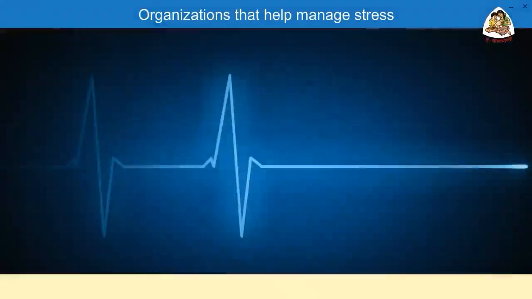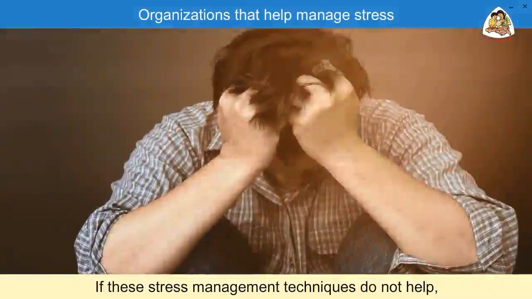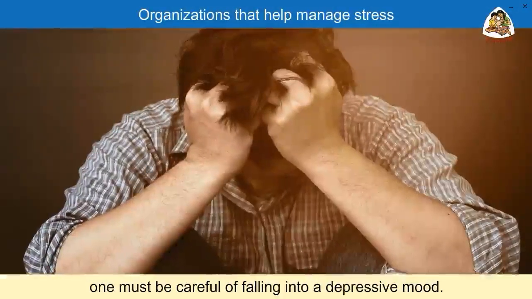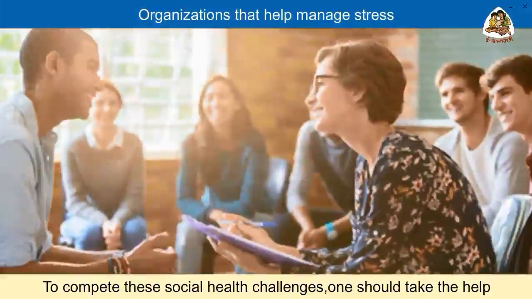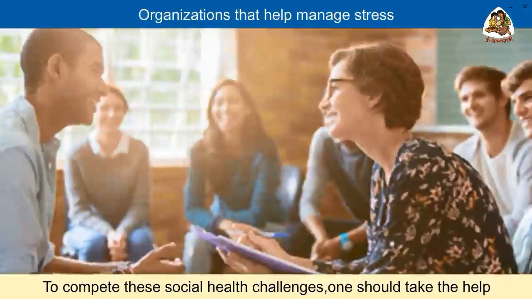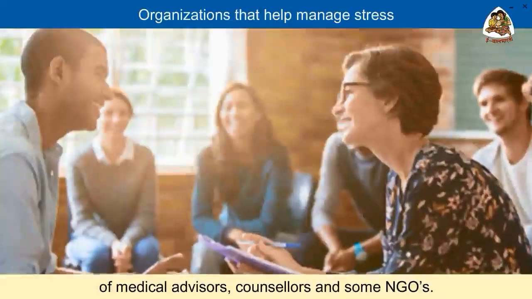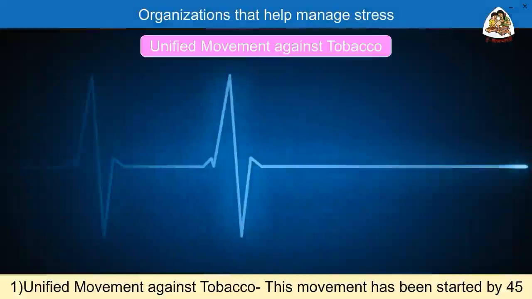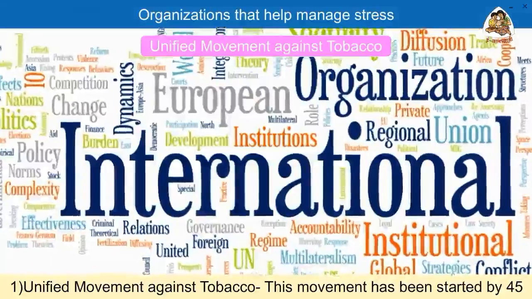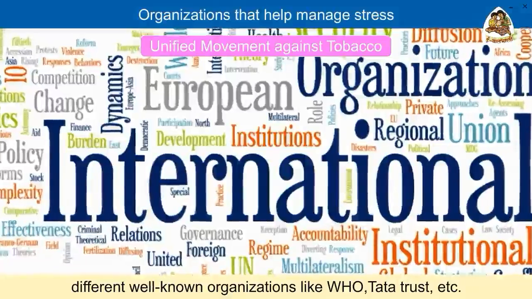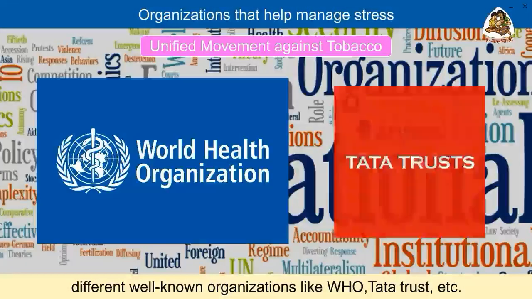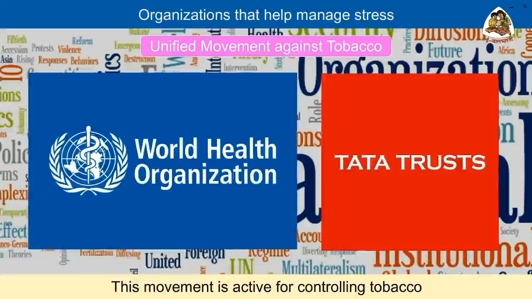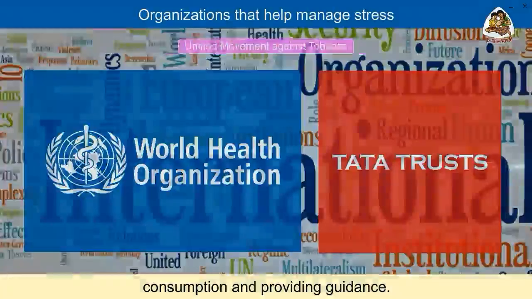Organizations that help manage stress. If these stress management techniques do not help, one must be careful of falling into depressive mood. To compete these social health challenges, one should take the help of medical advisors, counselors, and some NGOs. Unified Movement Against Tobacco. This movement has been started by 45 different well-known organizations like WHO, Tata Trust, etc. This movement is active for controlling tobacco consumption and providing guidance.